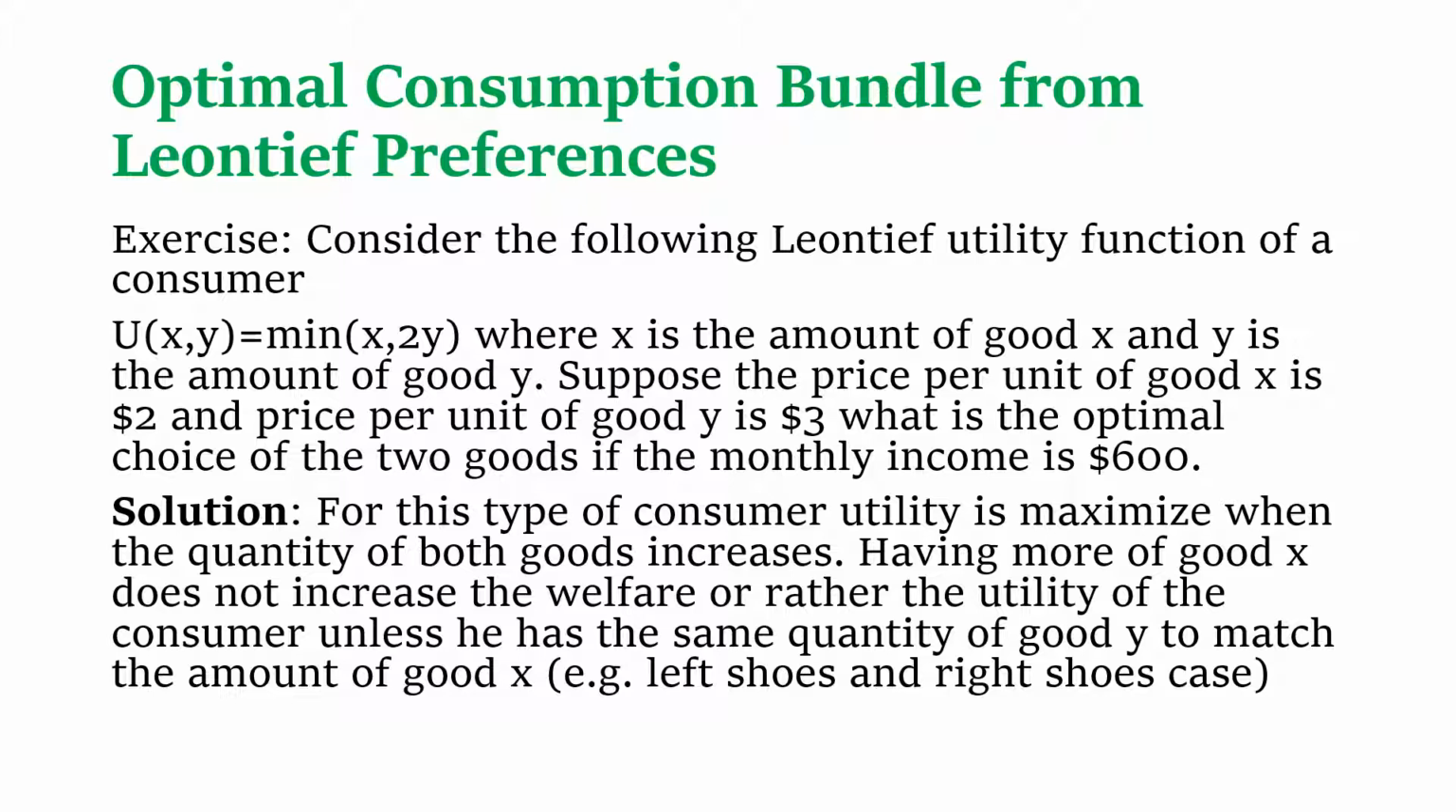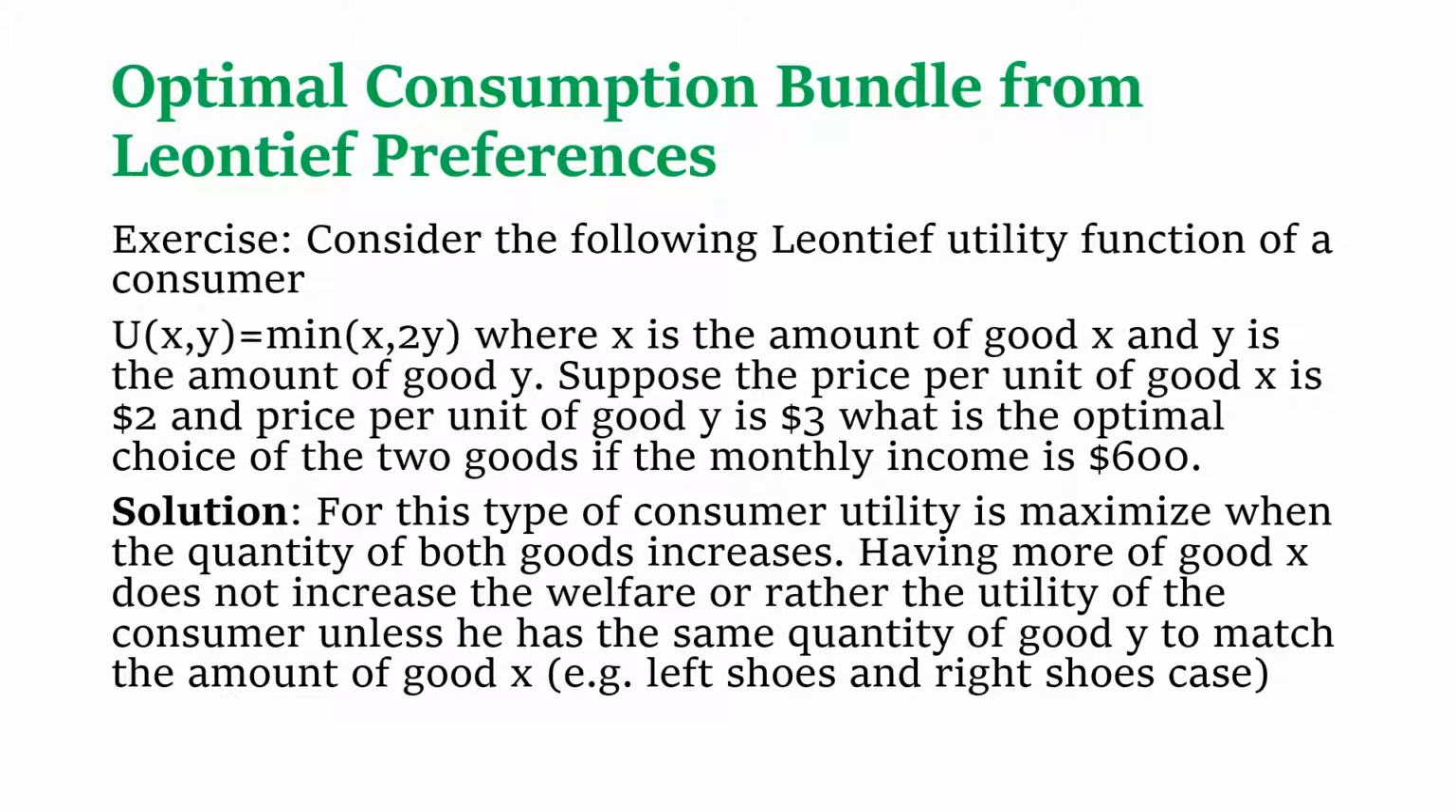For this type of consumer preferences, right? So it's not consumer utilities. For this type of consumer preferences, utilities are maximized when the quantity of both goods increases. So the only way you can maximize utility is if the quantity of both goods increases.